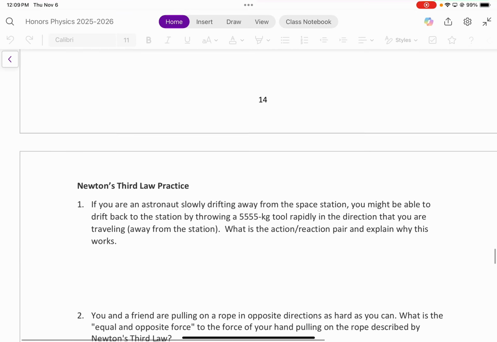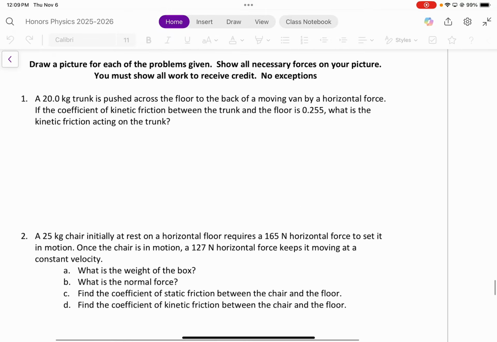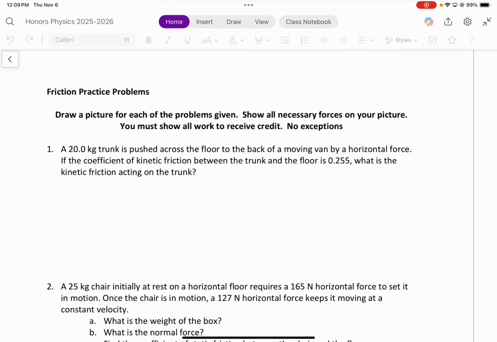We're going to skip all the way to page 17, and we're going to do a few friction practice problems. And then we're going to do what's called a derivation, where we are going to derive an equation for the challenge problem at the bottom of page 17. And that is going to be what you need for the lab.